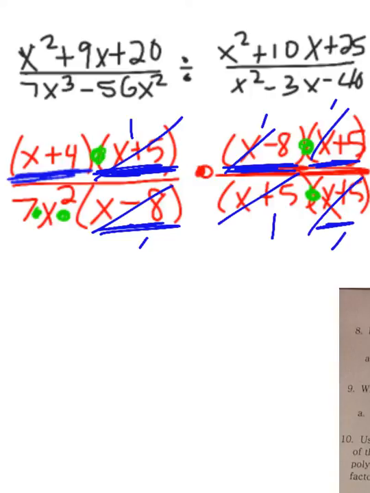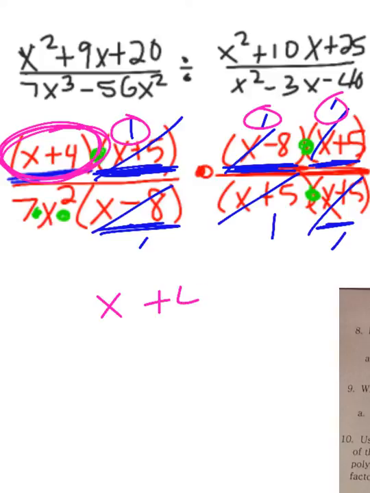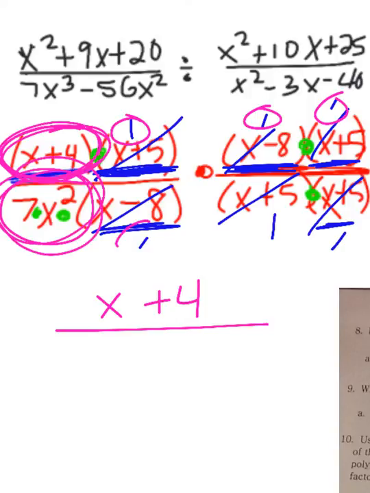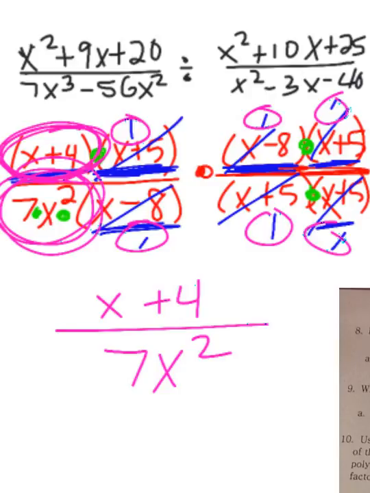So what's left? I have x plus 4 times 1 times 1 times 1. That's x plus 4. Over, in the denominator, I have 7 times x squared times 1 times 1 times 1 is 7x squared. All right, so let's take a look at number 12.